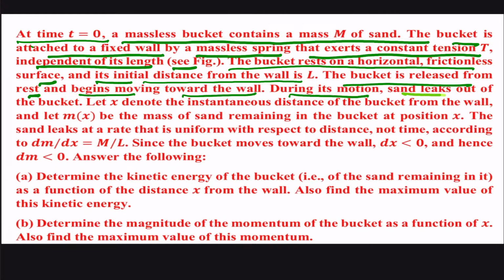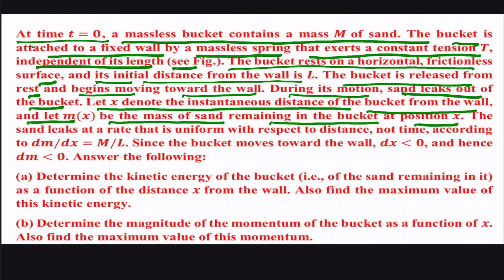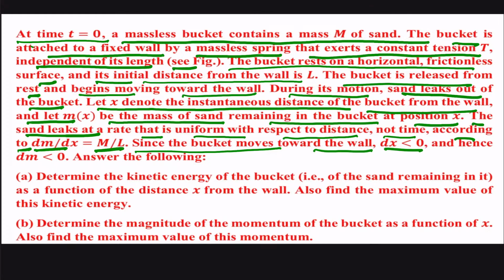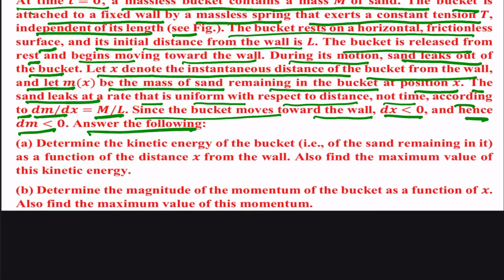During its motion, sand leaks out of the bucket. Let x denote the instantaneous distance of the bucket from the wall. Let m of x be the mass of the sand remaining in the bucket at position x. The sand leaks at a rate which is uniform with respect to distance and not time, according to dm by dx is equal to m upon L. Since the bucket moves toward the wall, dx will be less than 0, and hence dm will also be less than 0. Based on this, we are going to two parts.